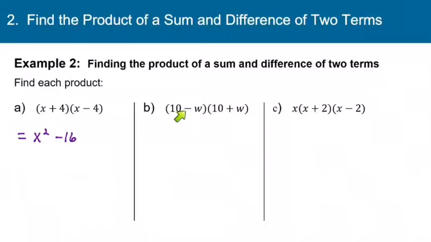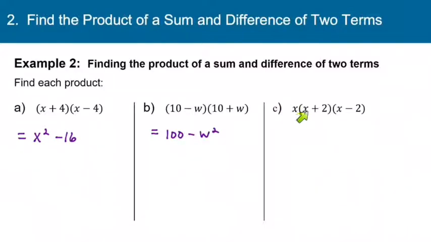On part B, again, I notice that it fits the pattern of being a sum and difference of the same two terms, and that means I can use my shortcut. I can say 10 times 10 is 100. The middle terms will add up to 0, and last times last is going to be negative w squared.